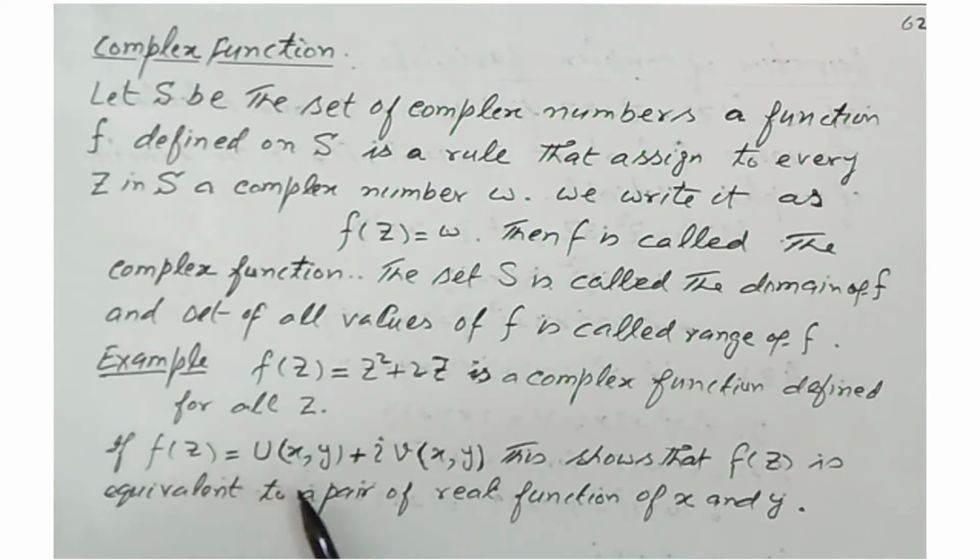Here f of z is equal to u(x,y) plus iota v(x,y). This shows that f of z is equivalent to a pair of real functions of x and y. This is also a function of x and y and this is also a function of x and y. This is a real function and this is an imaginary function. This is the real part of f of z and this is the imaginary part of f of z. Both x and y are real numbers, and u(x,y) is the real part and v(x,y) is the imaginary part of this function f of z.